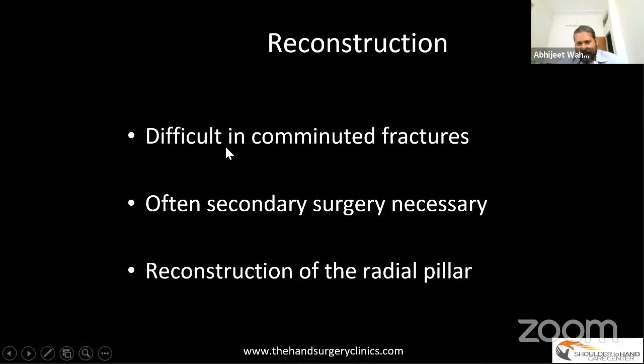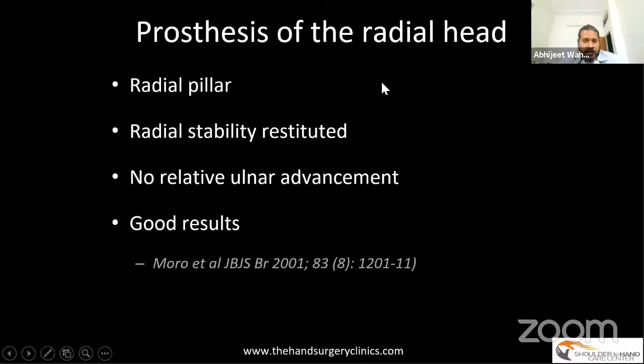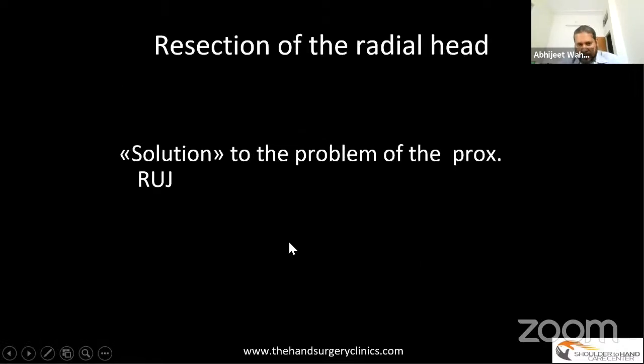Now, reconstruction of the radial head or the fractured head is often difficult in these fractures, and a lot of times secondary surgery may be necessary, and you begin with reconstruction of the radial pillar. The third option is performing a prosthesis, wherein radial stability is restored. When you look at the elbow joint biomechanics, the ulnohumeral joint is for movement and stability, whereas the radiocapitellar joint does provide valgus stability, but more so load transmission from the forearm axis onto the arm axis. So prosthesis, when used judiciously, and if you have the correct options for a good radial head replacement, does provide good outcomes in a select cohort of patients.